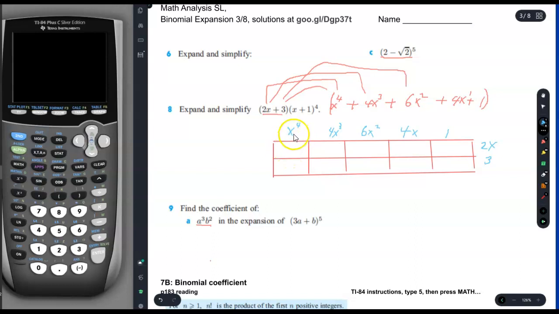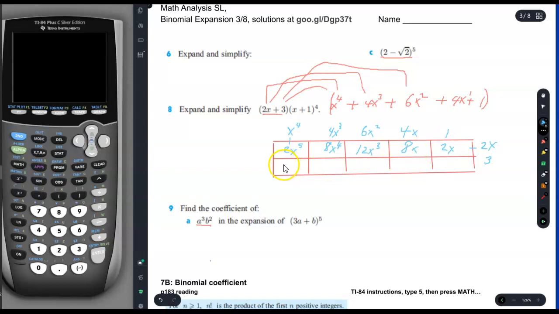Okay, so we're going to multiply this column with this row. So 2x times x to the fourth is going to give us 2x to the fifth. 4x cubed times 2x is going to give us 8x to the fourth. 6x squared times 2x is going to give us 12x cubed. 4x times 2x is going to give us 8x squared. And 1 times 2x is just going to give us 2x.